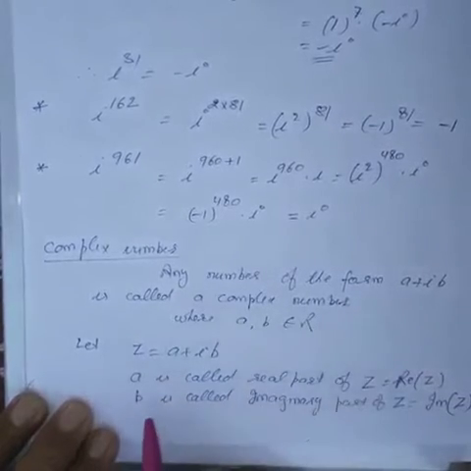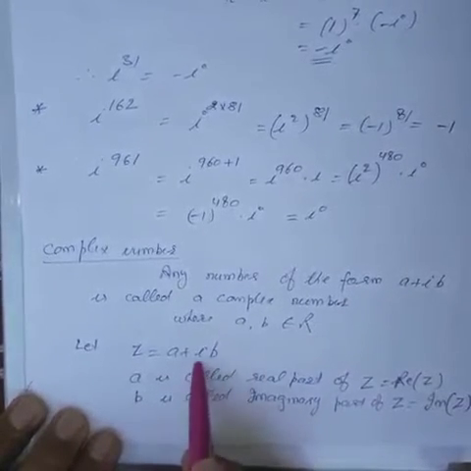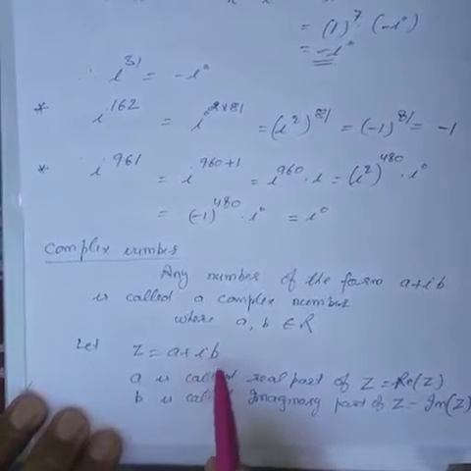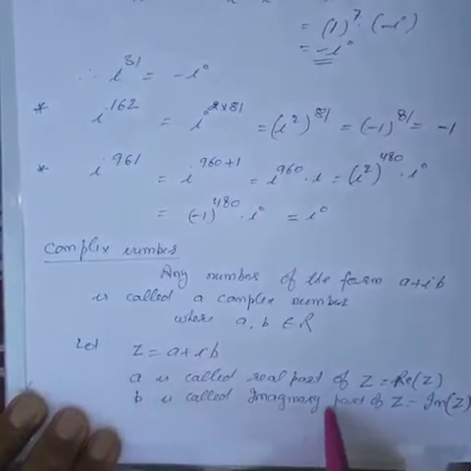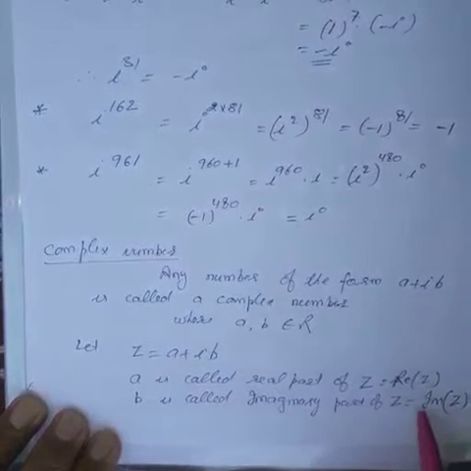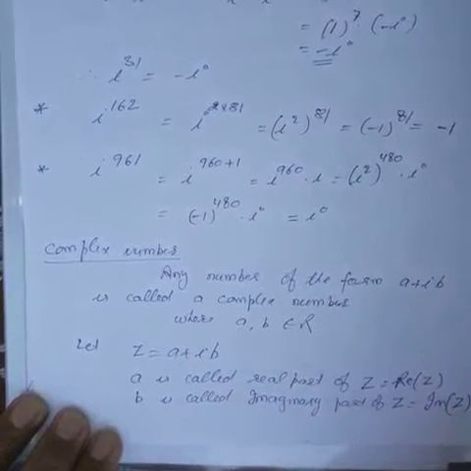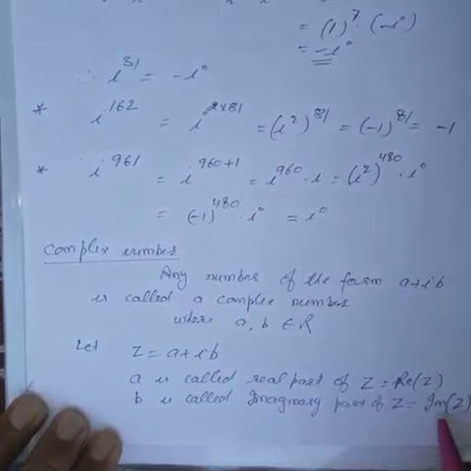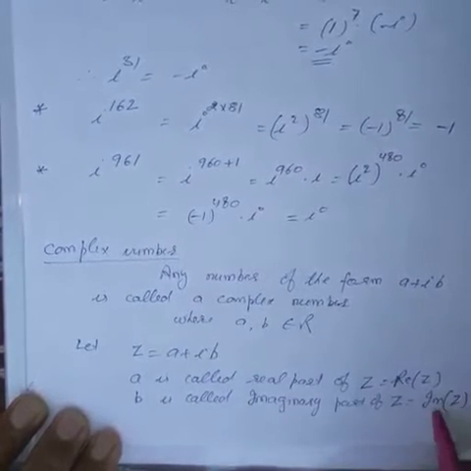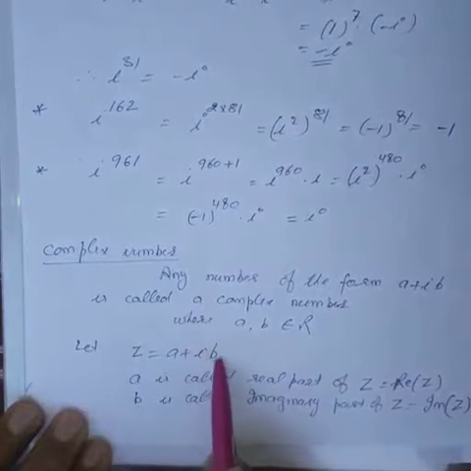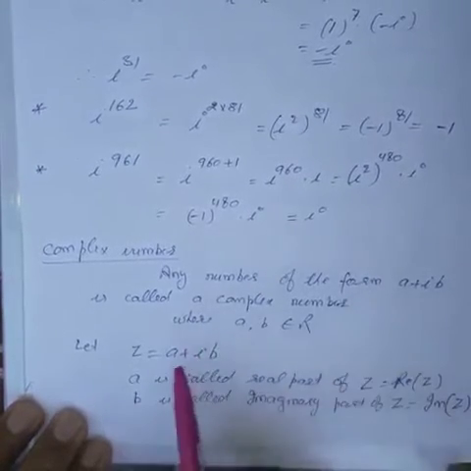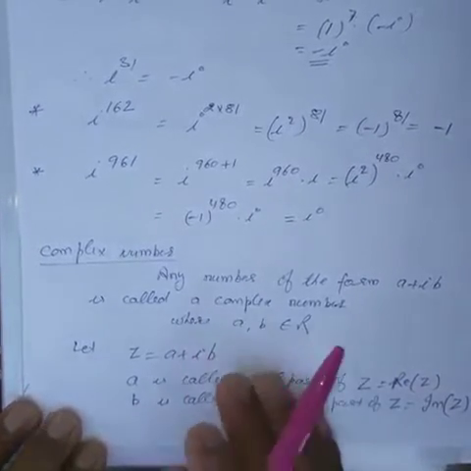So this is a. Now b: exclude iota. You can remember it as the coefficient of iota. So that is b. This is called the imaginary part of z. In short, we will write Im(z) in bracket. We will pronounce it as imaginary part of z. So in the imaginary part, we don't take iota, we exclude iota. So write down the remaining term in this way.